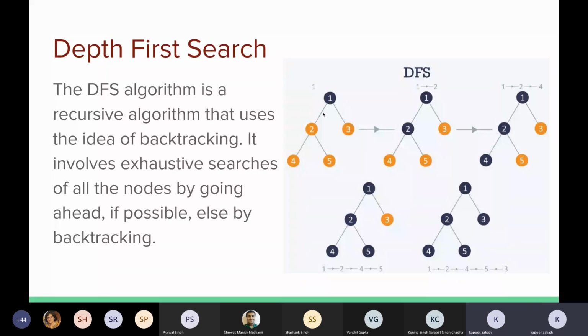So the number of steps it takes from 1 to go to 4 or 5 is the number of steps it will take from 1 to go to 2, plus the steps taken from 2 to go to either 4 or 5, which means 2 steps, which gives a correct answer for the shortest distance. That's where BFS is better than depth first search, right? So that's the logic behind it.